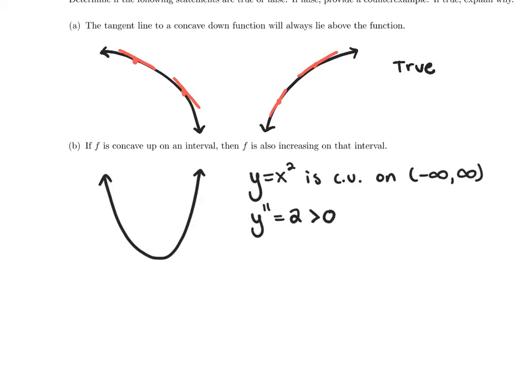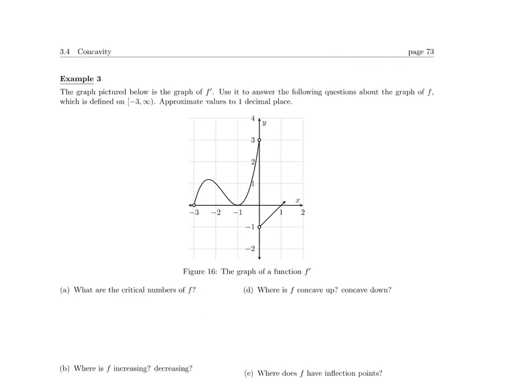But we can see that there are clearly some places where the function is decreasing. So my y prime is 2x, and that function does change negative to positive at 0, which happens to be the axis of symmetry for this function. So x equals 0 is my axis.